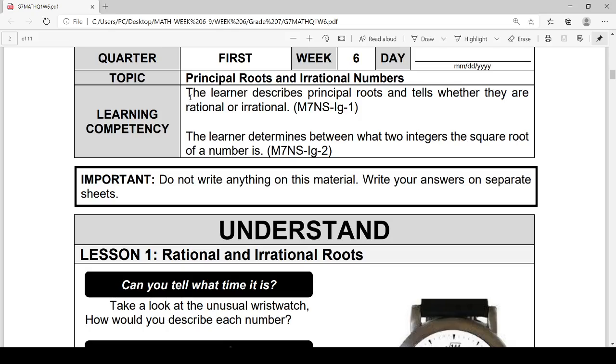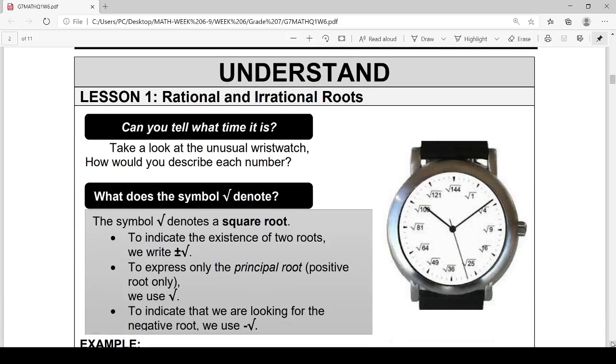So we have here our learning competency. The learner describes principal roots and tells whether they are rational or irrational, and the learner determines between what two integers the square root of a number is. What you need to understand here is that we're going to identify if it is a rational or irrational root.